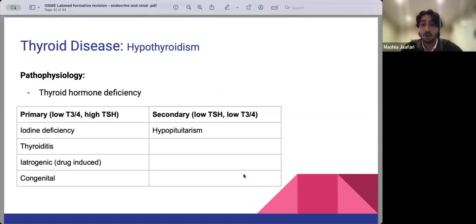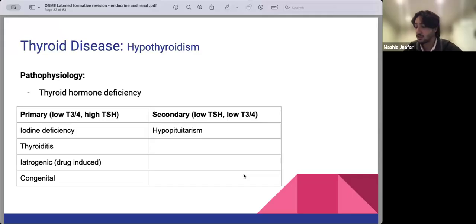Okay. Hypothyroidism, in contrast, is obviously the opposite. You have a deficiency of T3 and T4. Again, this can be primary. If it's primary, it means there's a problem in the thyroid. So this could be iodine deficiency. Thyroiditis. Again, at this point, it might be a bit confusing. Thyroiditis can cause both hyper and hypothyroidism, and we'll talk about why that is.